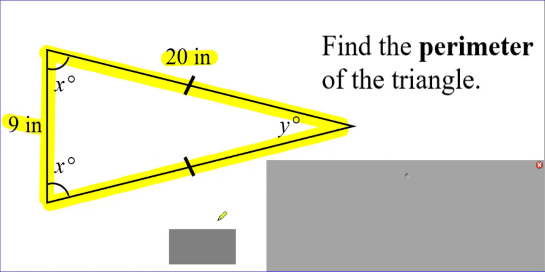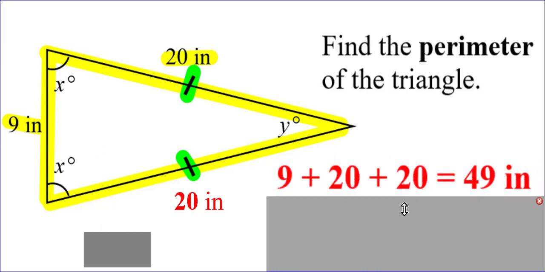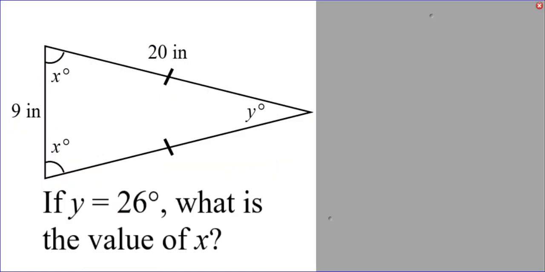The bottom side, you notice these little slash marks, which is evidence that we have an isosceles triangle. The top and the bottom sides are the same measure. They are congruent. So the bottom side is also 20 inches. So to get the perimeter, we're going to add those three sides together, 9, 20, and 20, which gives us 49 inches. Let's take this same drawing and let's now talk about the angles.